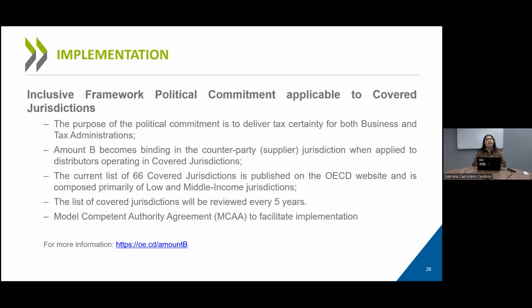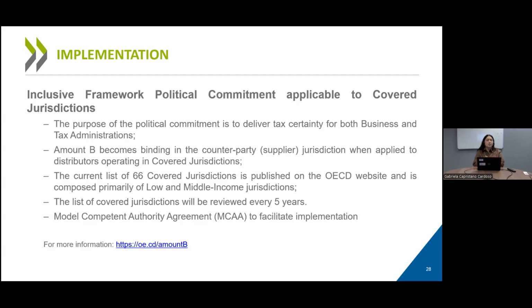So, as I mentioned, there is a political commitment within the framework of Amount B, and this political commitment by the inclusive framework is applicable to covered jurisdictions with the aim to enhance the tax certainty for both business and tax administrations of covered jurisdictions. The main effect of this political commitment is that, contrary to the general rule of Amount B not being binding on the counterparty jurisdiction, under the political commitment, the application of Amount B by a covered jurisdiction to their tested party distributors located in their jurisdictions becomes binding on the counterparty jurisdiction under certain conditions.